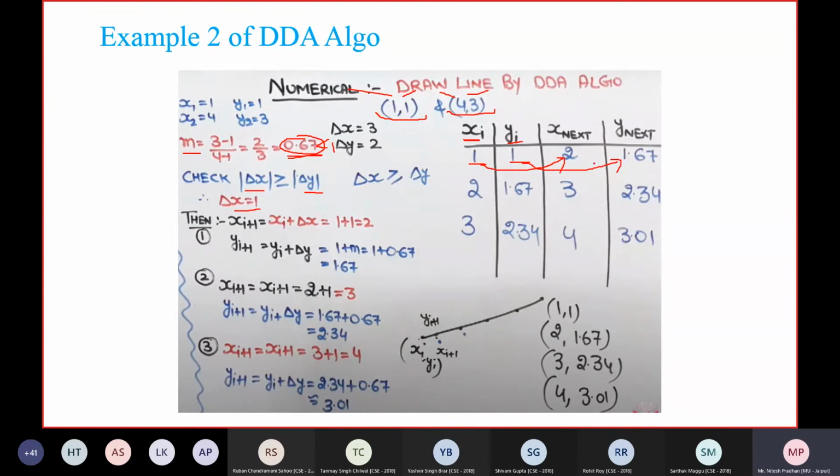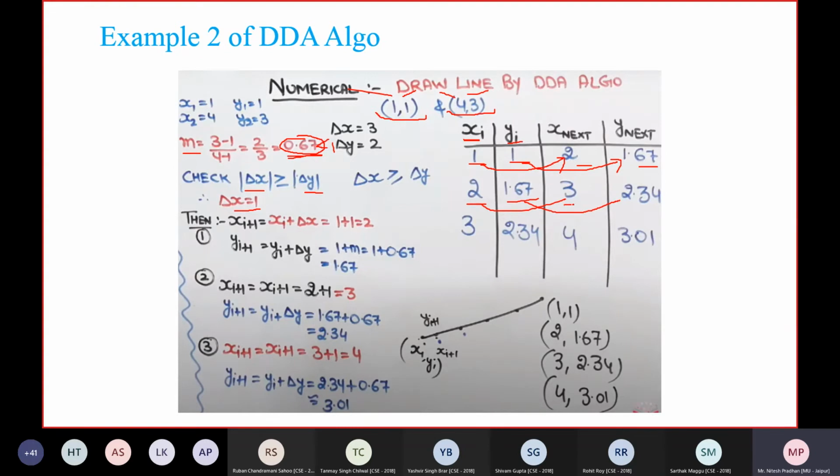Okay, now in the next iteration these become the x_i, y_i and you have to find the next x_i, y_i. So you have to add 1 plus 1 in this, it becomes 3. You have to add plus 0.67 in this, you will get 2.34. So that is the next pixel value.